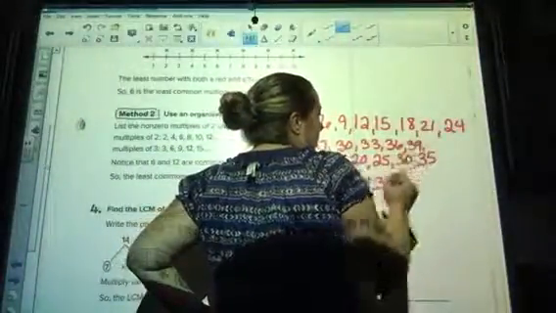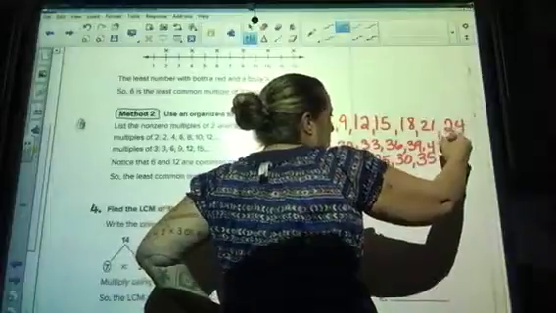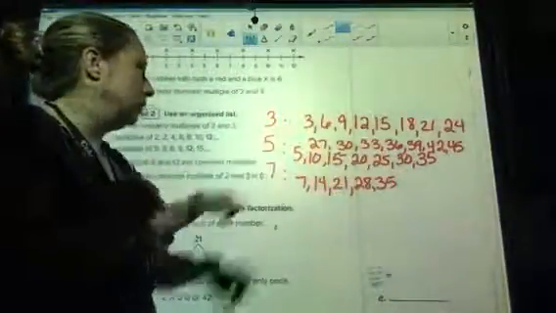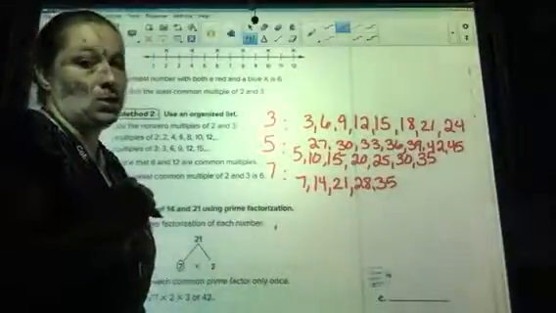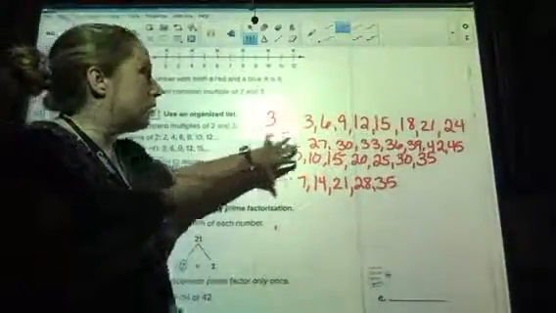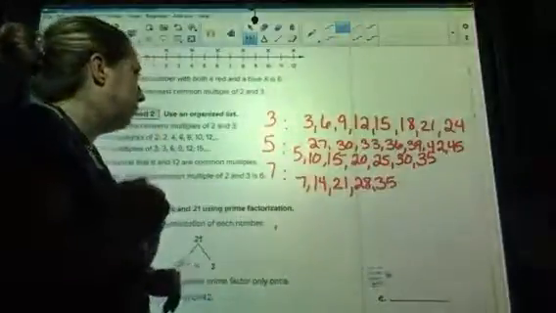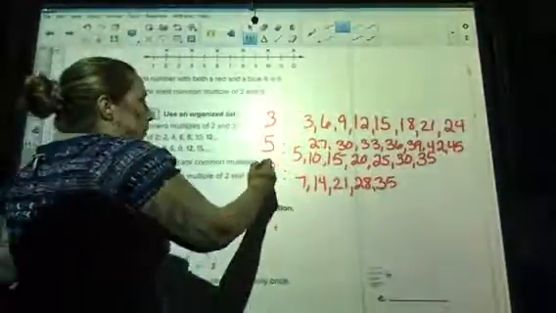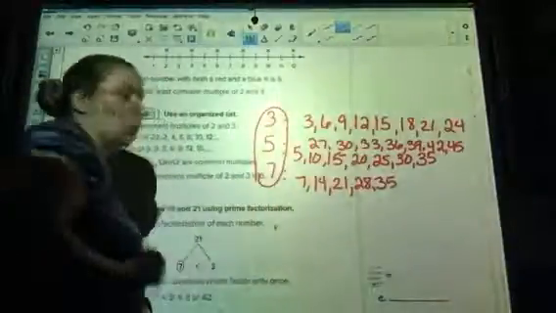39, 42, 45. And I know that's a multiple, but I know that 7 times 6 is 42. So you see how this is starting to get really, really long? Well, what if we didn't do it this way? These 3 numbers are all what? What do they have in common?